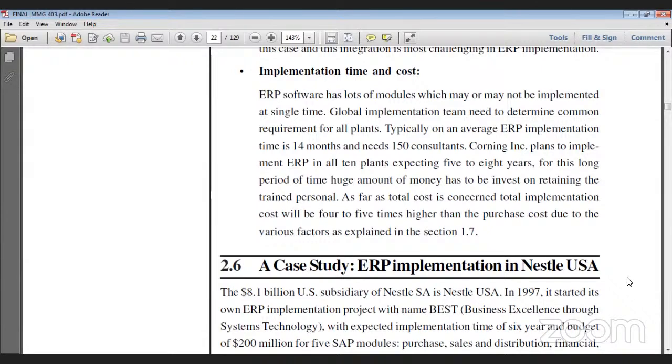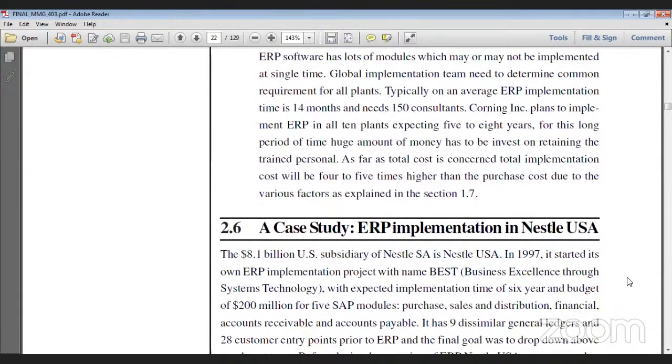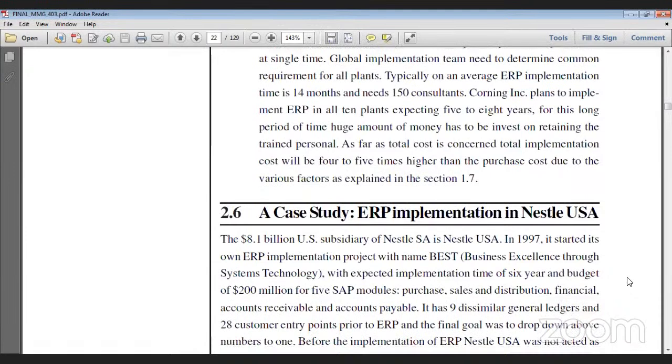The budget was $200 million for 5 SAP modules: purchase, sales, distribution, financial, and accounts receivable and accounts payable, that is AR and AP. It had 9 dissimilar general ledgers and 28 customer entry points prior to ERP. The final goal was to reduce the number of general ledgers and customer entry points to one.